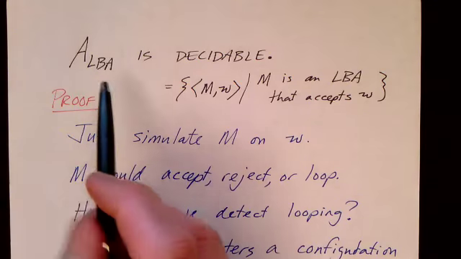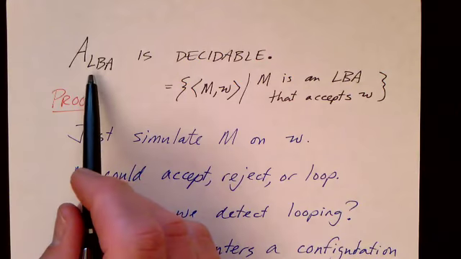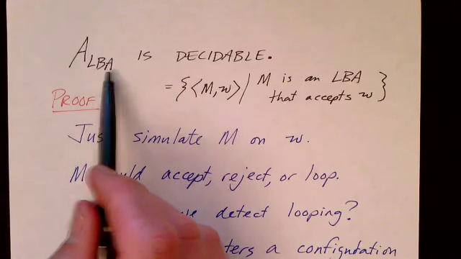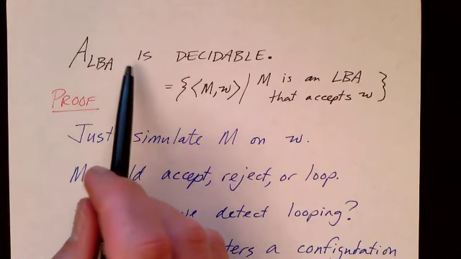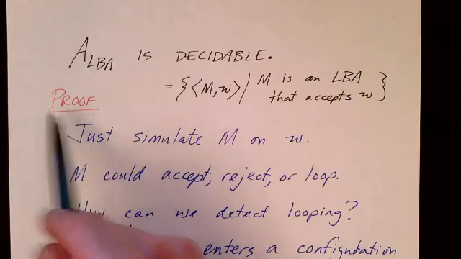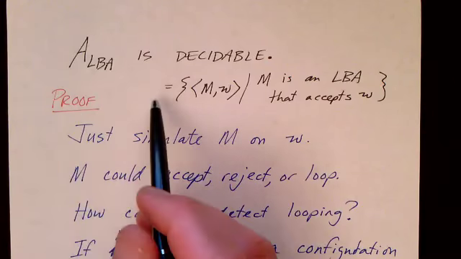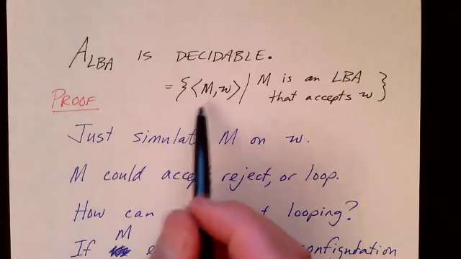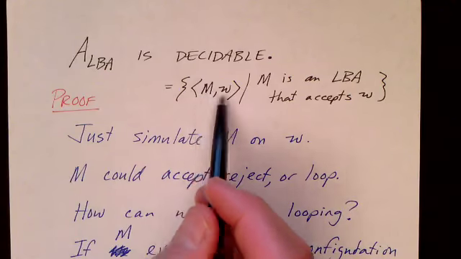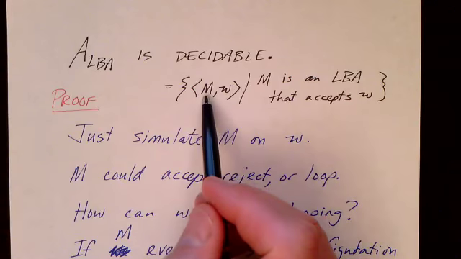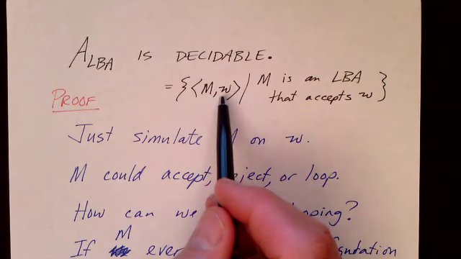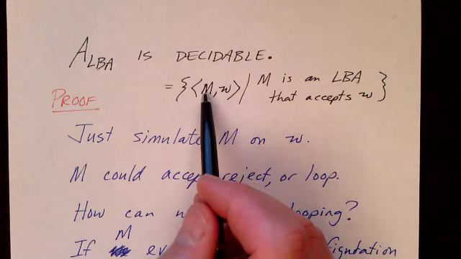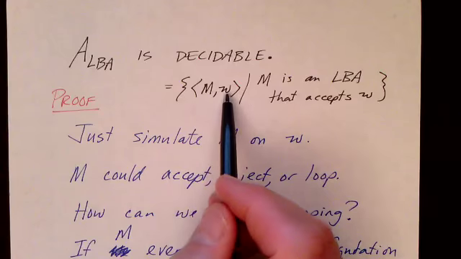So I said before that the acceptance problem for linear bounded automata is decidable. And now we're going to sketch out the proof of that. This language is the set of strings such that the strings are pairs, and the first part is a description of a linear bounded automaton, and the second is an input to that, and that linear bounded automaton, if run on that string, would accept it.